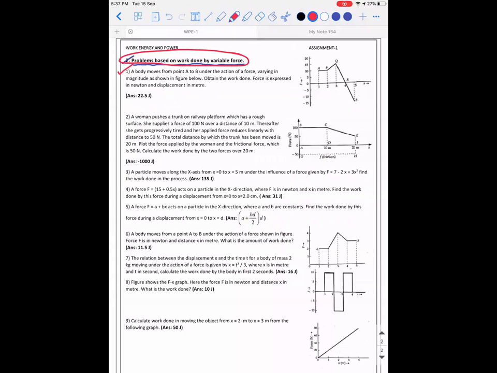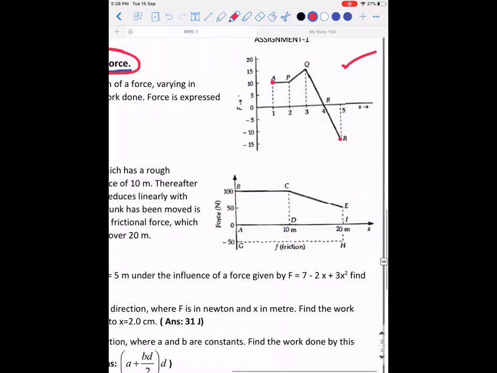So there is an object which moves from point A to B under the action of force of varying magnitude as shown in the figure. Obtain the work done. Force is expressed in Newton and displacement in meter. So this is the diagram. An object is starting from A, it is going to point B. We need to calculate the total work done.